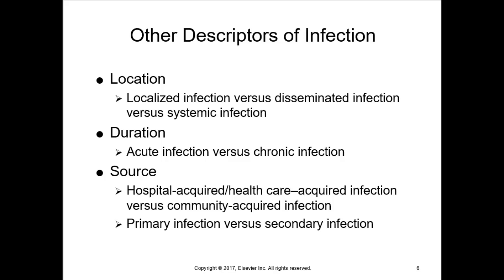And a primary infection, of course, is pretty much like the definition says. It is an infection someone gets. Let's say someone starts off with a cold, and then it goes on to maybe bronchitis or pneumonia, and that would be the secondary infection.